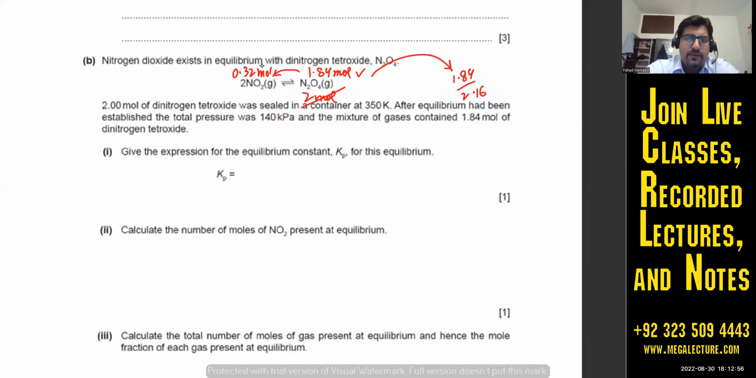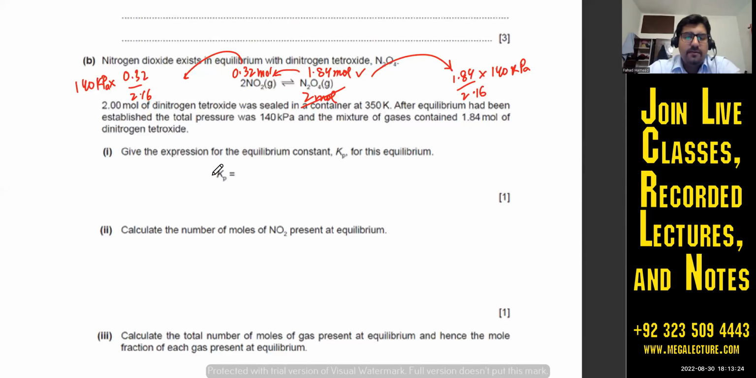2.16, that's the total moles. उसके निकालोगे mole fraction, that's going to be 0.32 out of the total, which is 2.16 again. So ये mole fraction आ गई. Mole fraction should be multiplied by the total pressure, which is 140 kilopascals. उसको भी जाके multiply कर दो 140 kPa से.